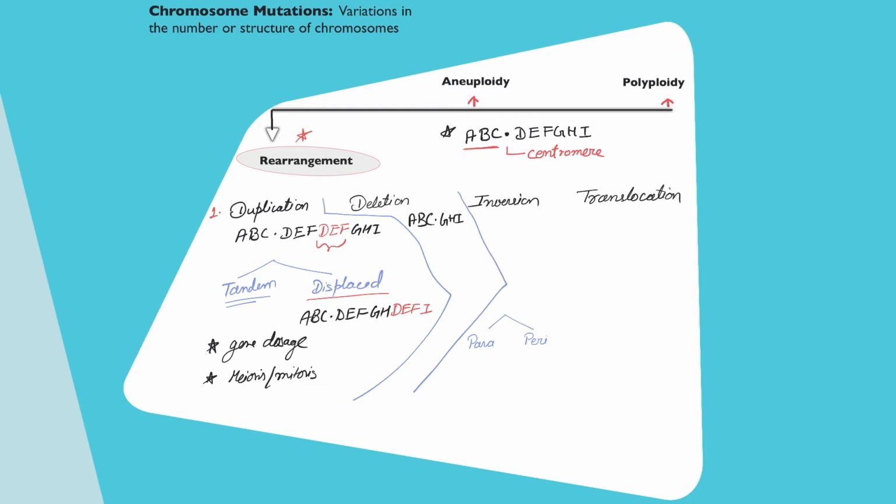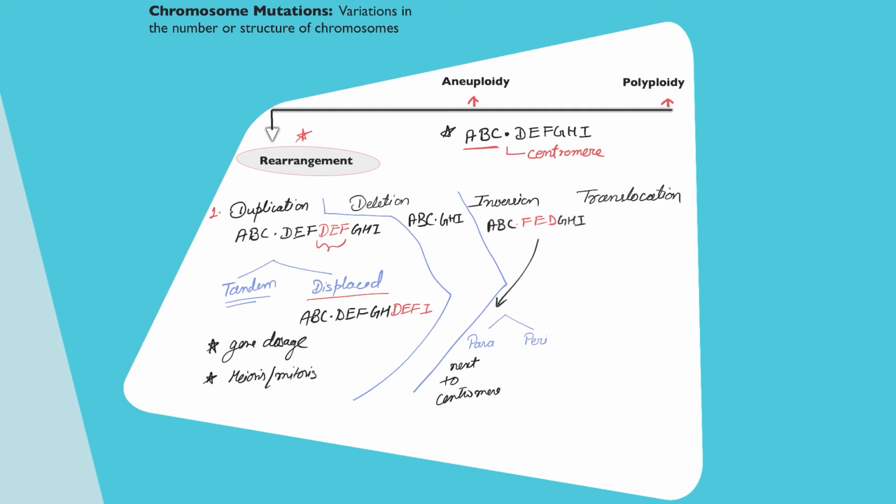Inversion, as the name itself suggests, is where a segment just goes opposite. So DEF can be written as FED, and the remaining segments are the same. As you can see, the inversion can be paracentric, where para means next to the centromere, as in this case. It is next to the centromere. The centromere is not involved.